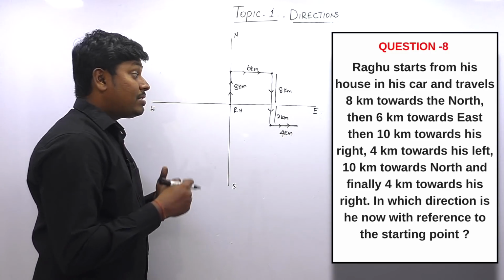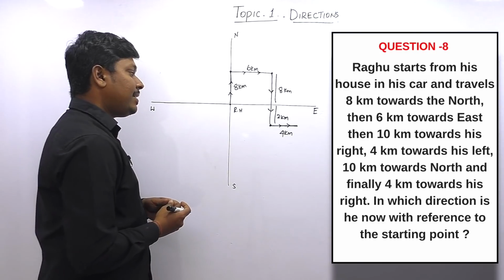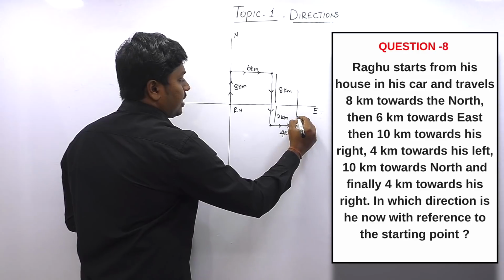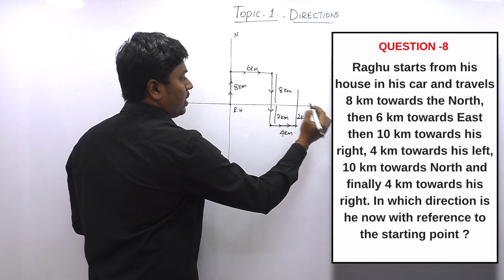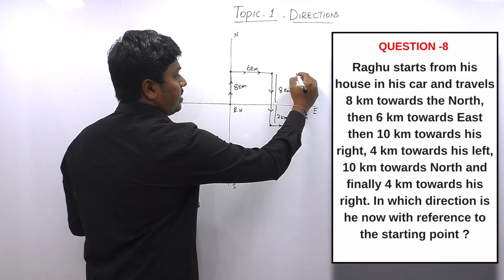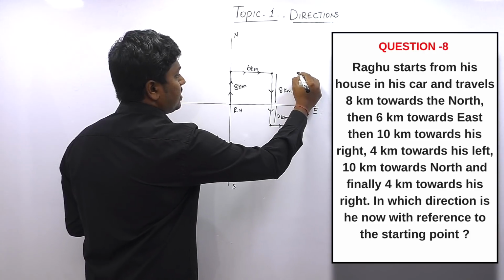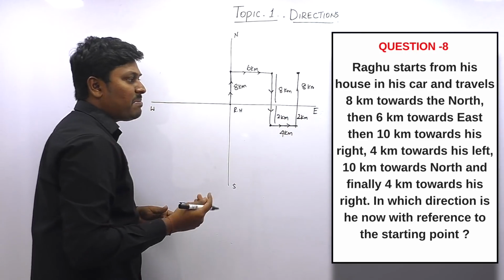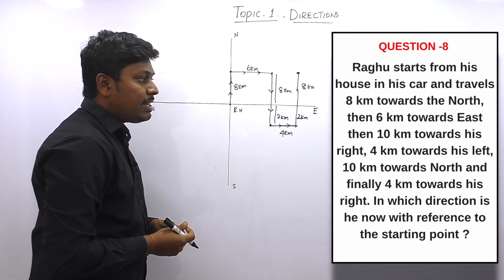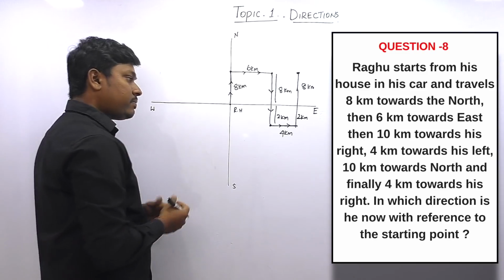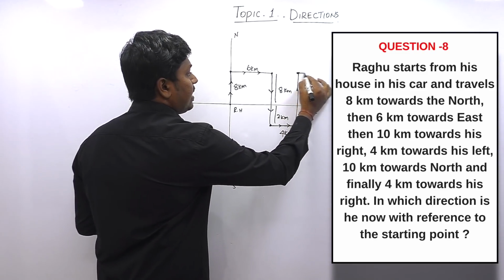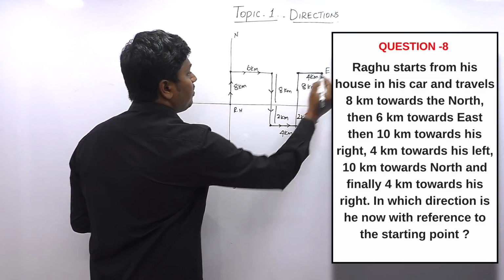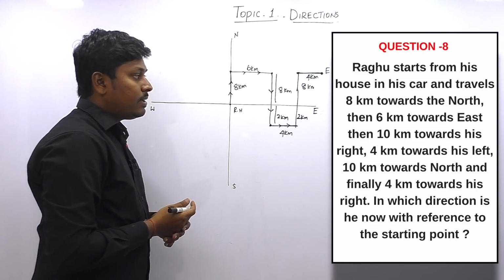Then 10 kilometers towards north. Again he is traveling 10 kilometers towards north. We know that this parallel line is 2 kilometers. So 10 kilometers, this can be 2 kilometers and this will be 8 kilometers. So the total distance again will be 10 kilometers and these 2 points will be exactly on the same line. Last point, finally 4 kilometers towards right. So from this point he is taking a right turn and he is traveling 4 kilometers. So this will be the ending point and this will be the starting point, that is Raghu's house.